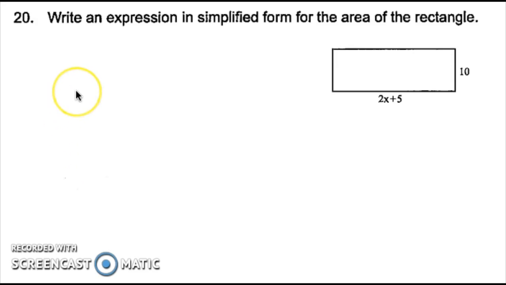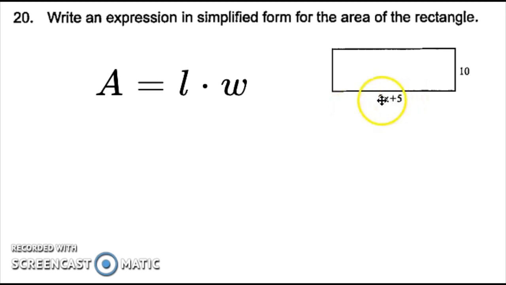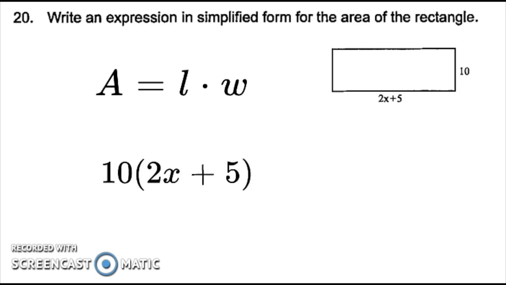Number 20 is asking you to write an expression in simplified form for the area of a rectangle. Now the formula for the area of a rectangle is length times the width. So we're going to multiply these two sets up. So we have 10 times 2x plus 5. So then we distribute, we'll have 10 times 2x is 20x, and 10 times 5 is 50. So your expression in simplified form is going to be 20x plus 50 for number 20.